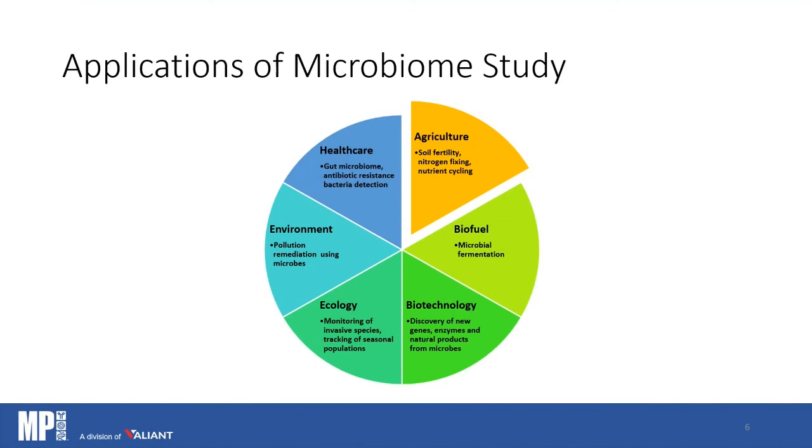As such, the microbiome study has wide application in different fields, which include agriculture, biofuel, biotechnology, environment, ecology, and healthcare. Take agriculture as an example. The study of the microbial population of a fertile soil and their gene expression enables scientists to understand more about nutrient cycling and nitrogen fixing, and hence provide ideas on how to remediate a nutrient-poor soil for agricultural purposes.